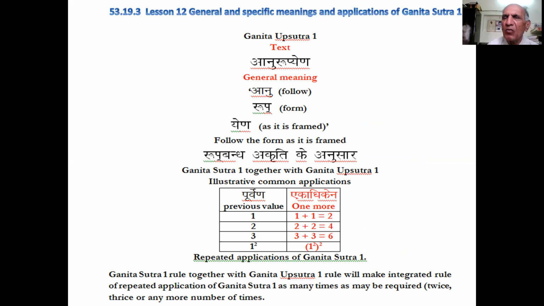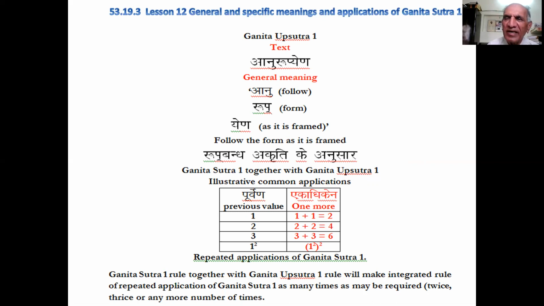Ganita Upsutra 1, Anurupyena, is leading us to a general meaning, as Anu means follow, Rup means form, and Yena means as it is framed. So follow the form as it is framed. Ganita Sutra 1, one more than before, and Ganita Upsutra 1, to follow the form as it is framed.